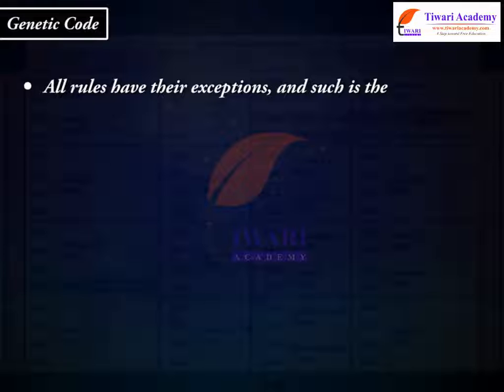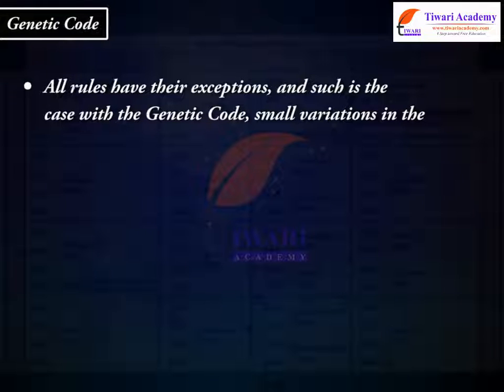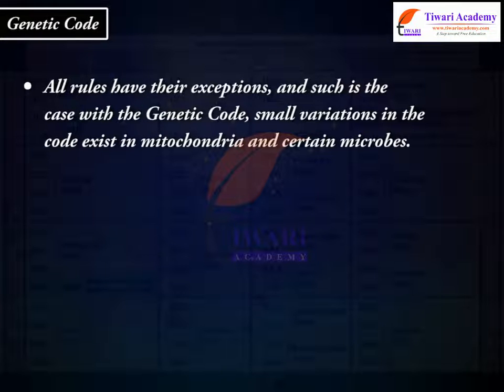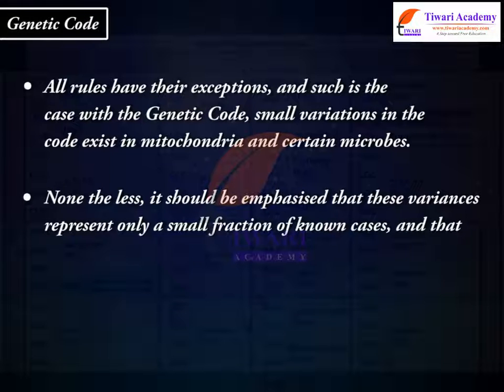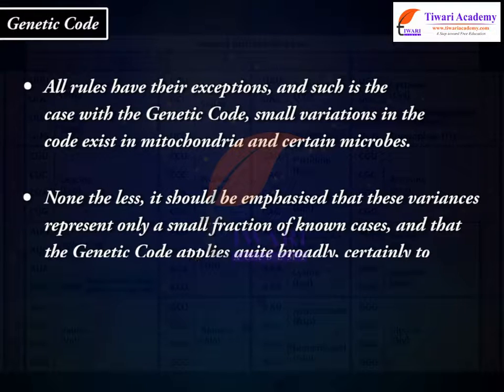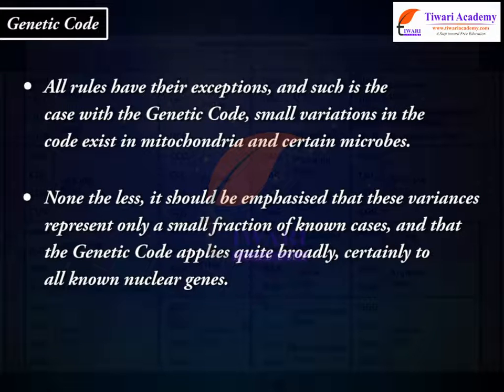However, all rules have their exceptions, and such is the case with the genetic code. Small variations in the code exist in mitochondria and certain microbes. Nonetheless, it should be emphasized that these variances represent only a small fraction of known cases and that the genetic code applies quite broadly, certainly to all known nuclear genes.